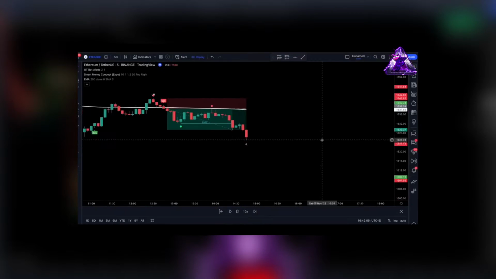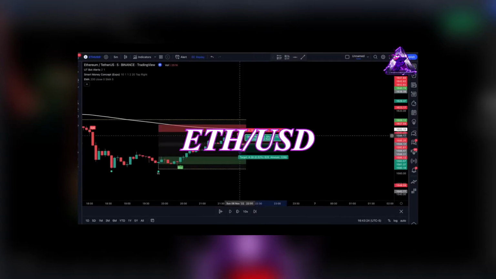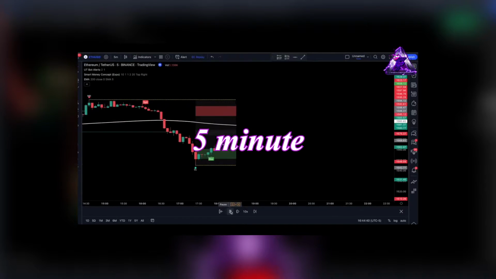And to prove that this method actually works, I will backtest it 100 times on the price of Ethereum versus USDT on the 5-minute time frame.